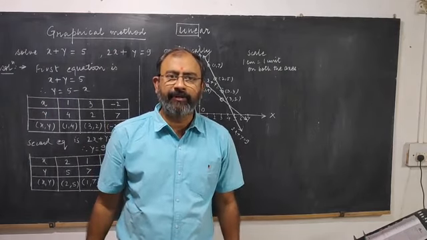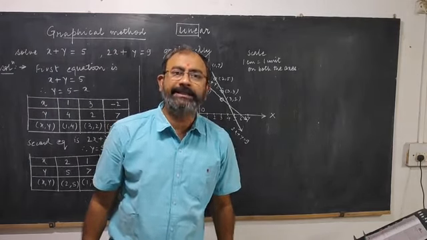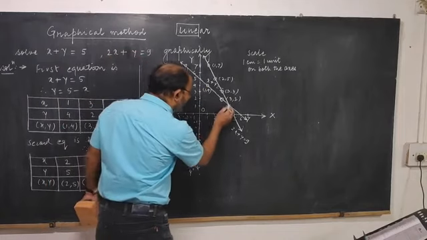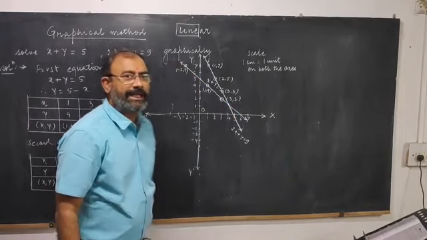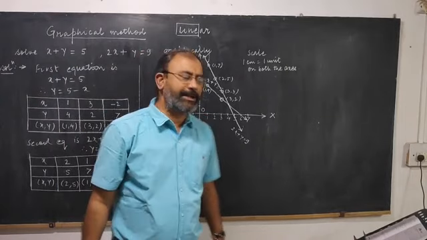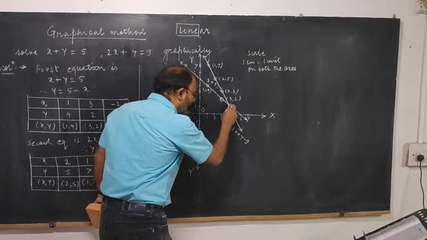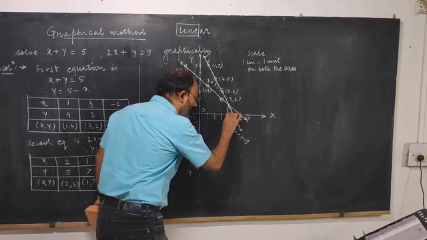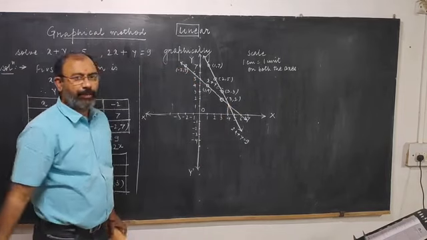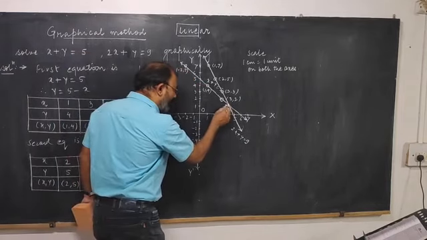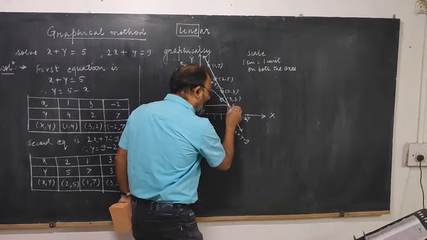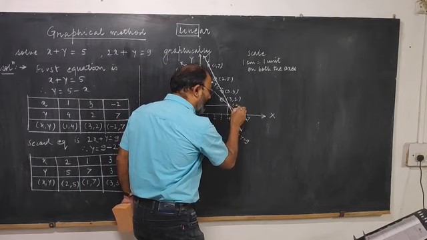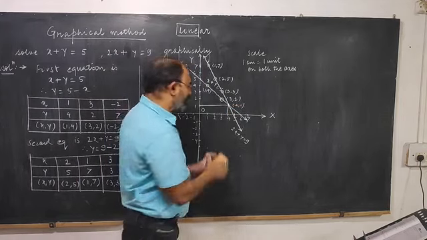Let us observe where these lines intersect. These lines are intersecting each other at this point. Get the coordinates of that point of intersection. From this point, if I drop the perpendicular, I get x coordinate is equal to 4. And if I drop the perpendicular on the y-axis, it comes to 1. Therefore, the point of intersection is (4, 1).